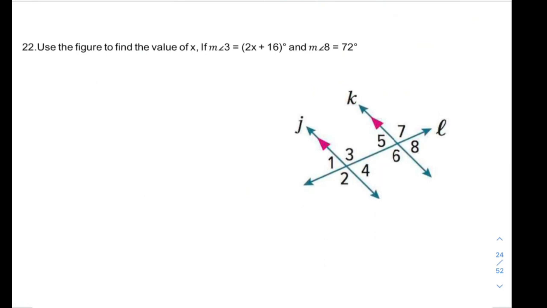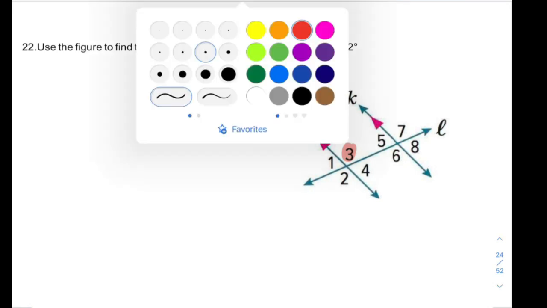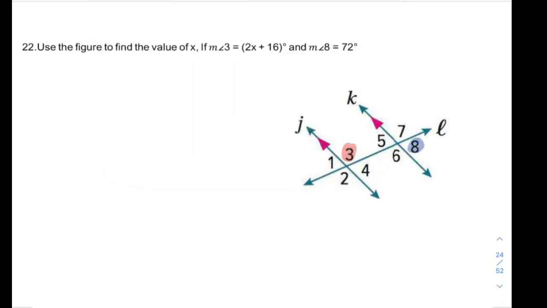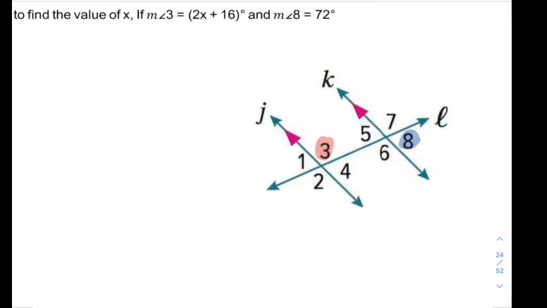Use the figure to find the value of x if measure of angle 3 is 2x. Now this is 3 and 8. First, we have to find a relation between them. Then you will set the equation. Are they equal? No. Are they supplementary? You cannot just judge like that. You have to find a relation between them. Actually, this angle is congruent to this angle. 8 and 5 are congruent because they are vertical angles. 5 and 1 are congruent because they are corresponding angles. So 3 and 8 will not be congruent.